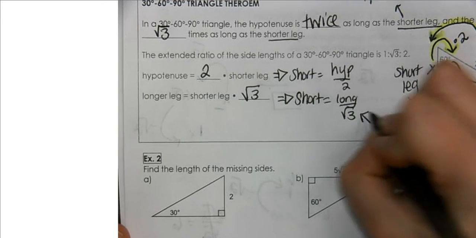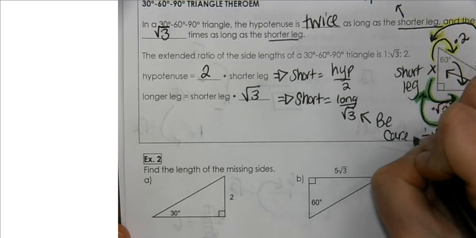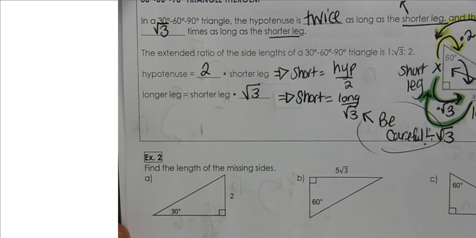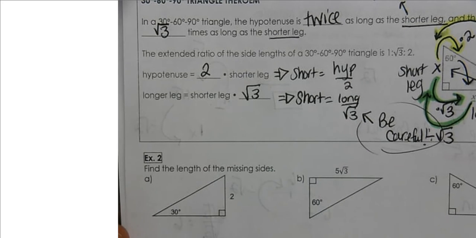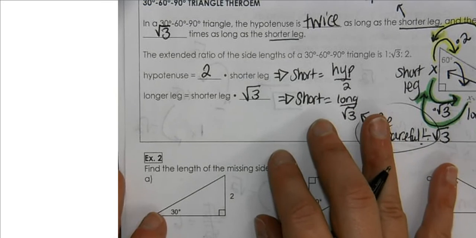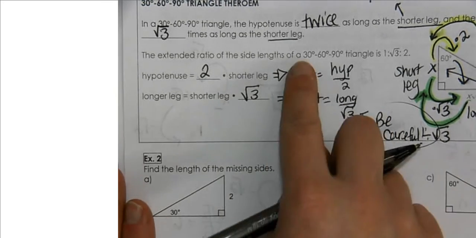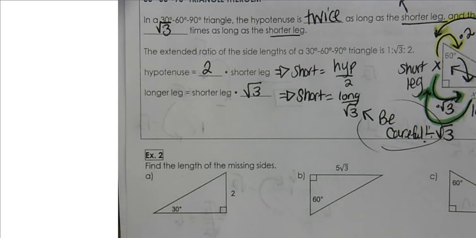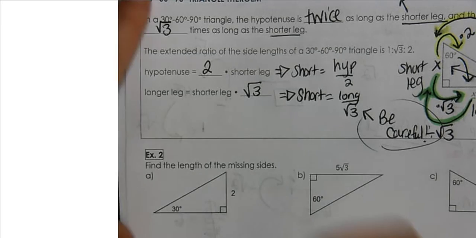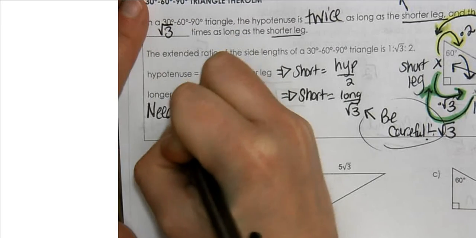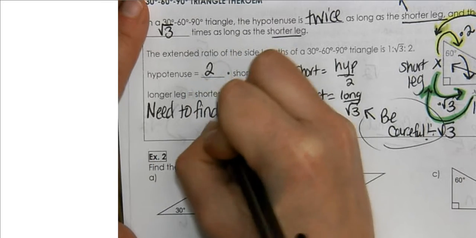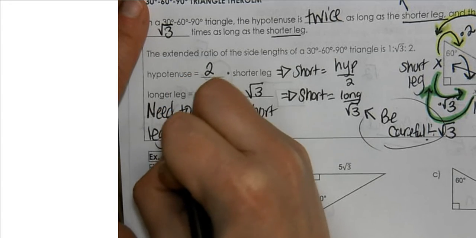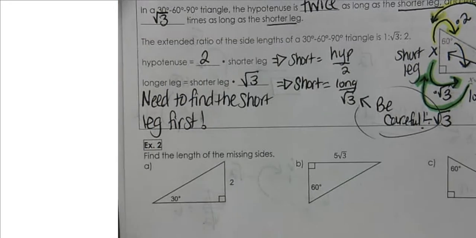And once again, you're going to need to make sure that you are careful. Please be careful. You'll need to rationalize the denominator sometimes, not all the time, depends on the problem, but a lot of times you'll have to rationalize the denominator. Notice that everything is based on the short leg. So with these types of problems, you need to make sure that you find the short leg first. You need to find the short leg first because everything is based on it.